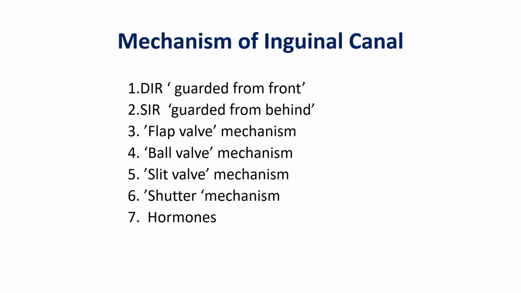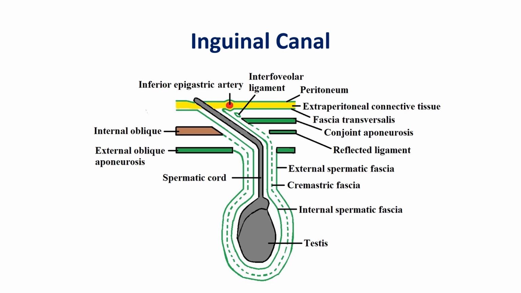Now, mechanisms of the inguinal canal. Normally the inguinal hernia is resisted by these mechanisms. The inguinal hernia takes place when the intra-abdominal pressure rises above a certain level. There are mechanisms to prevent this development of hernia, and there are seven mechanisms. One of them is the hormones of our body, and then we have these fancy names: flap wall mechanism, ball wall mechanism, slit wall mechanism, shutter mechanism, and guarding of the superficial and deep inguinal rings. Let us see what these mechanisms are.